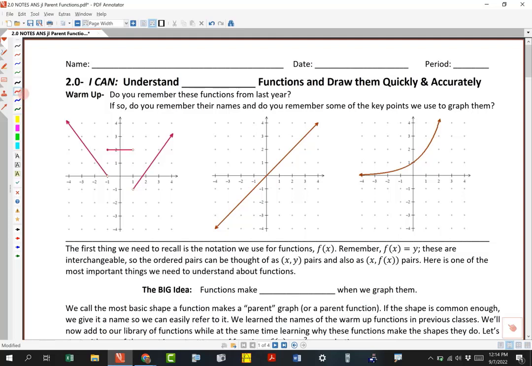So this is section 2.0. This is the beginning of unit 2, really important unit. So the I can statement, or our objective for today, is I can understand parent functions. So write the word parent right here. Parent functions, and we want to be able to draw them quickly and accurately.